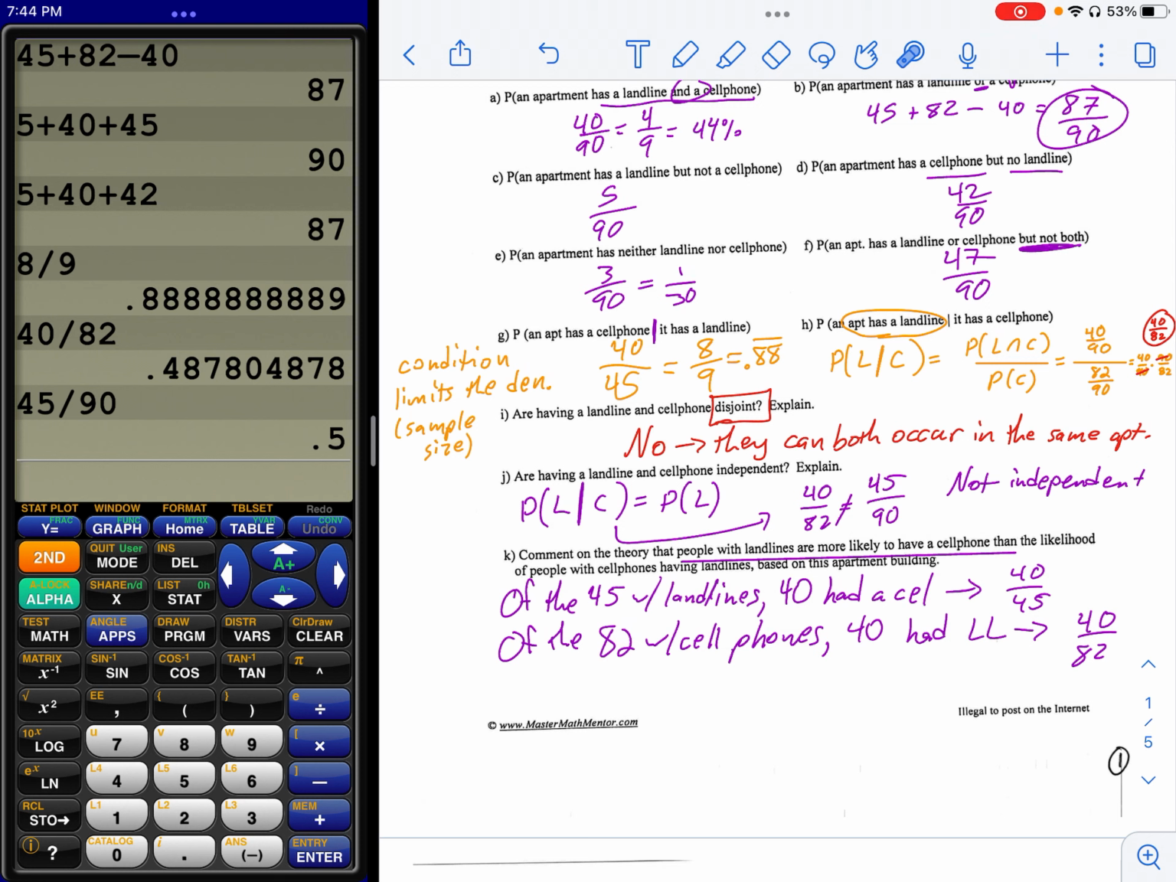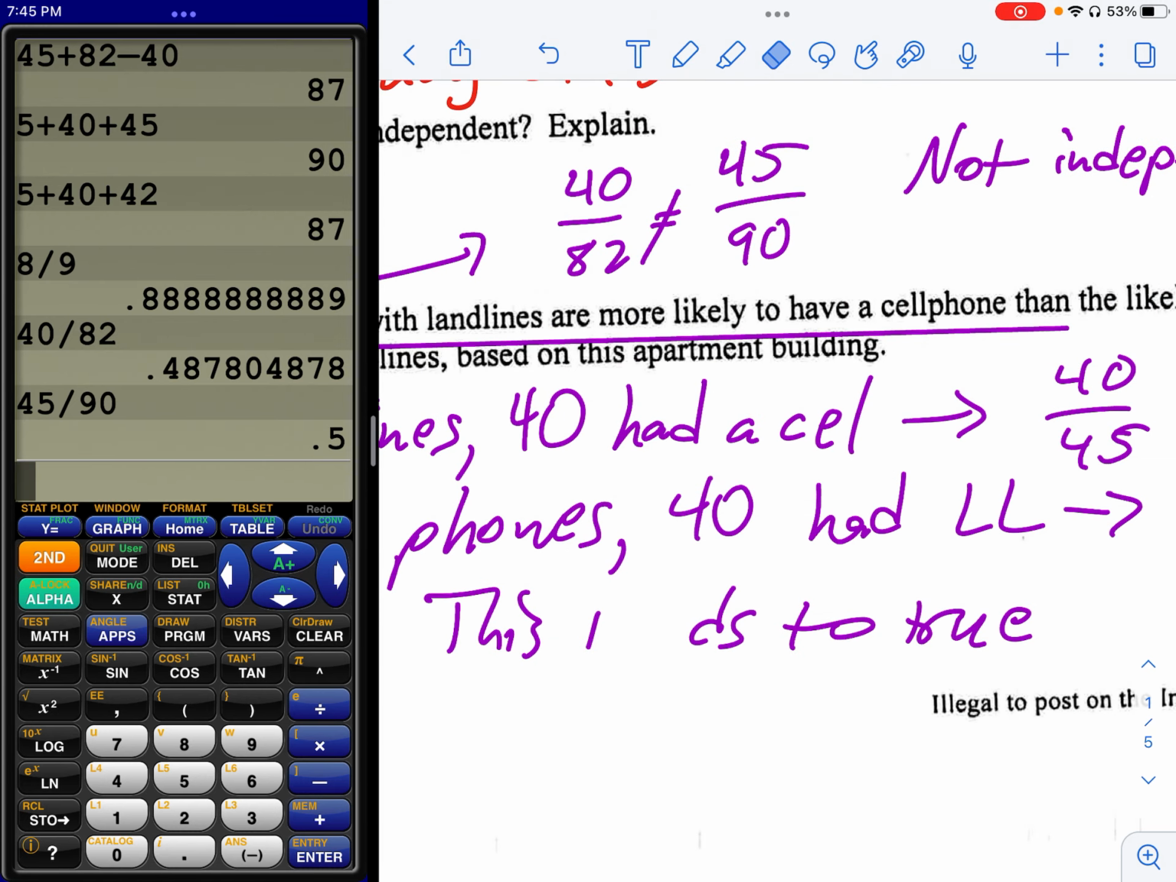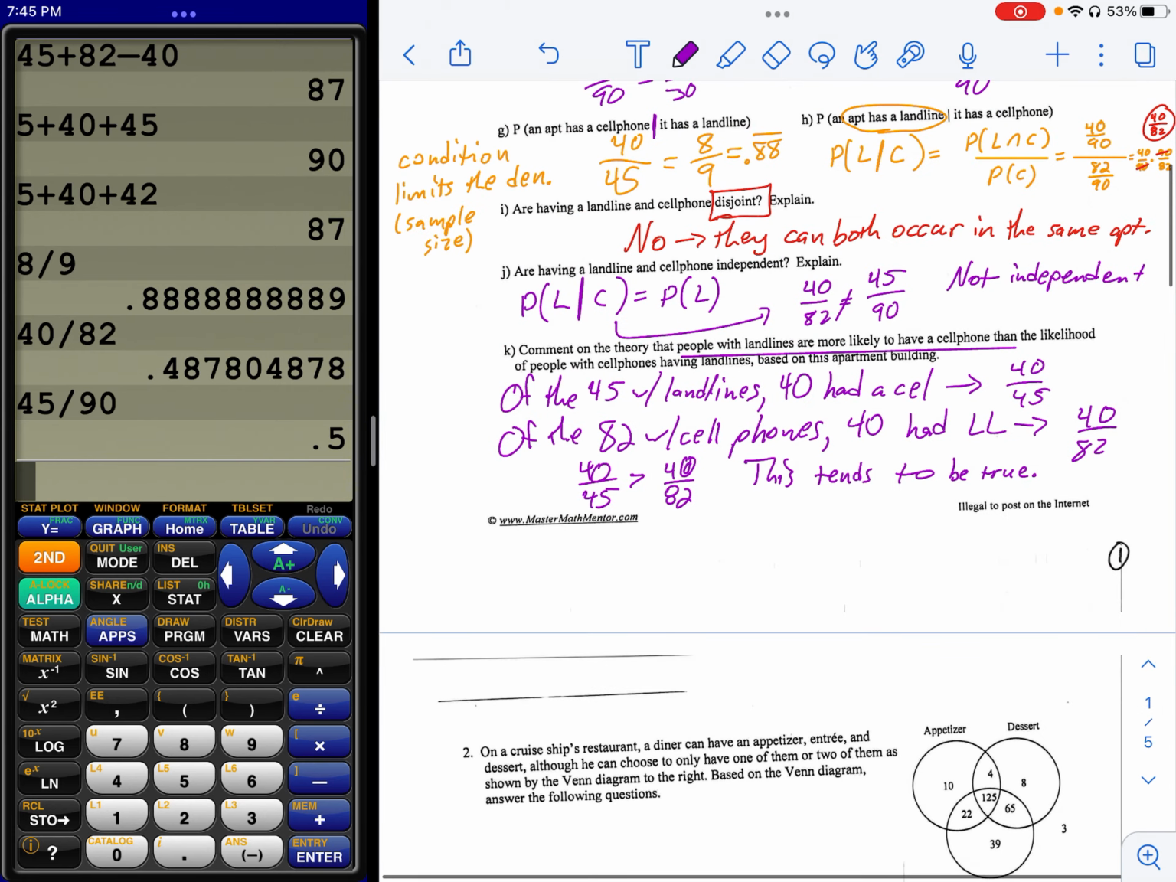So I would agree with this. Landlines are more likely to have a cell phone. This is more likely than this. Or in other words, 40 out of 45 is greater than 40 out of 82. So this tends to be true, is what you would say. Oh, wow, look at that. That says tends. Can you even read that? Wow. Tends to be true. Okay.